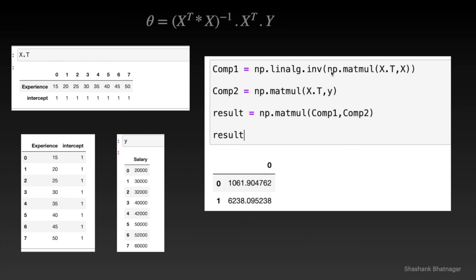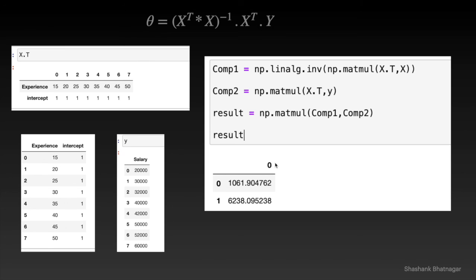In Python, in order to take the transpose, we have the method x dot T. For multiplication of two matrices, we will use the NumPy library, with the function np.matmul, passing the parameters to get the results. In order to take the inverse in Python, again we use the NumPy library, where we have the function np.linalg.inv, and we pass the matrix for which we want the inverse. After computing the results based on this formula, we will get the same values.